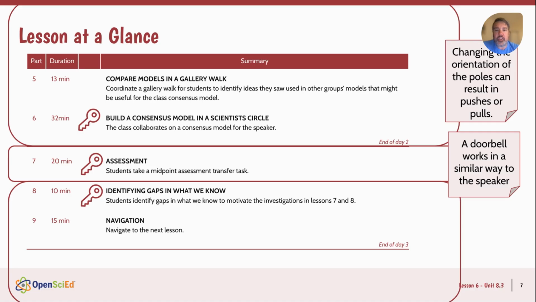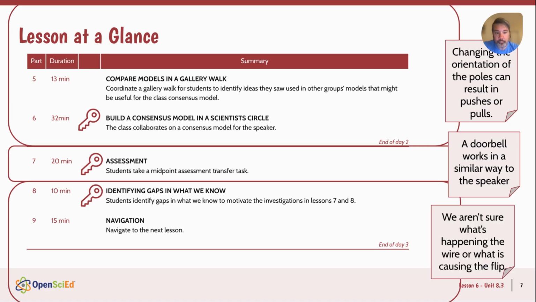So in that second chunk, we figure out essentially that changing the orientation of the poles, that's how we get our pushes and our pulls. And when we take the assessment, we figure out that a doorbell is very similar to the speaker, has a lot of the same parts, same things happening in terms of how to get those forces going.